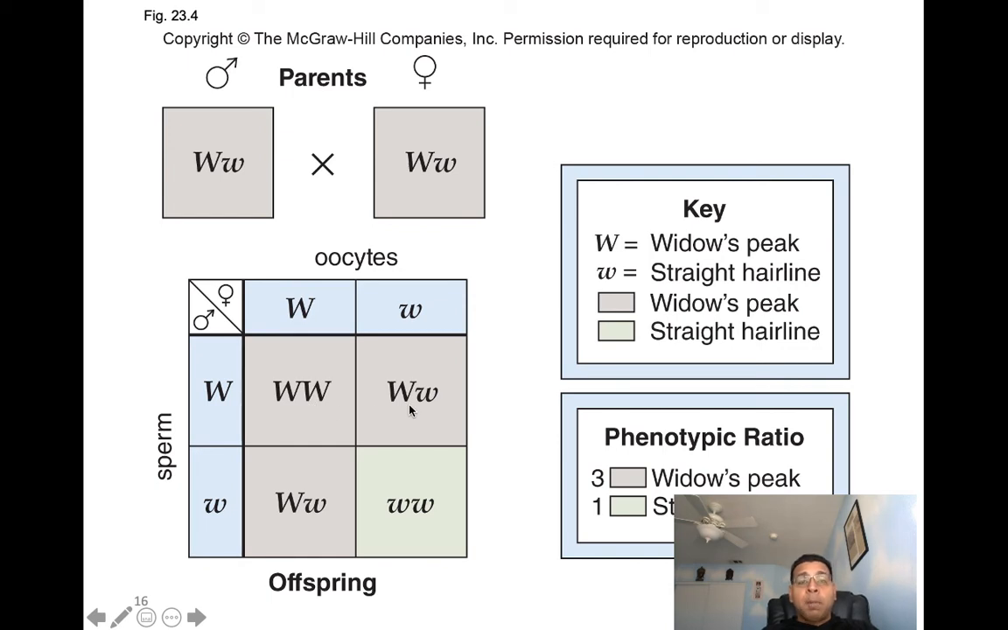Another offspring, a third possibility we see here, is a lowercase w coming from mom and a capital W coming from dad. So this is also another heterozygous genotype, as we saw before. Now the fourth possible offspring we can see here will be an offspring that takes one lowercase w from mom and another lowercase w from dad. So the genotype of this offspring is going to be homozygous recessive, lowercase w and lowercase w.